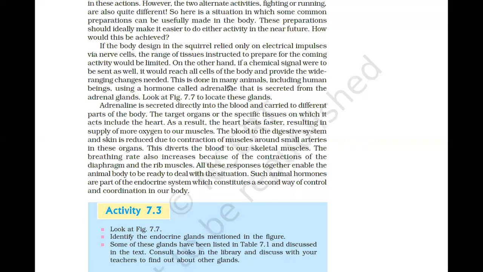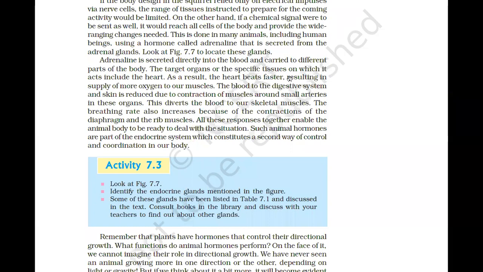This is done in many animals, including human beings, using a hormone called adrenaline that is secreted from the adrenal glands. Look at figure 7.7 to locate these glands. Adrenaline is secreted directly into the blood and carried to different parts of the body. The target organs or the specific tissues on which it acts include the heart. As a result, the heart beats faster, resulting in supply of more oxygen to our muscles.